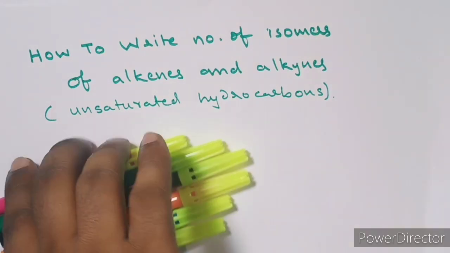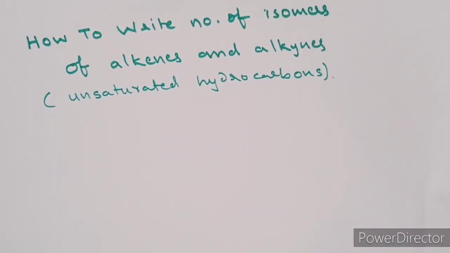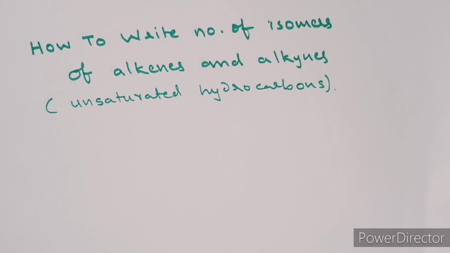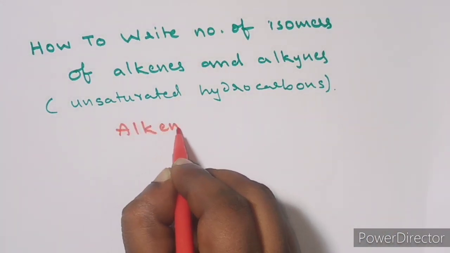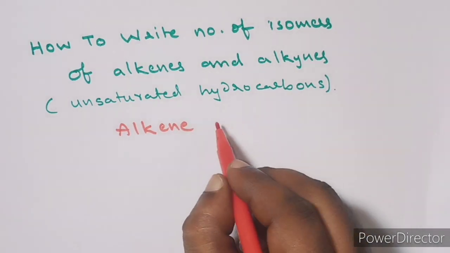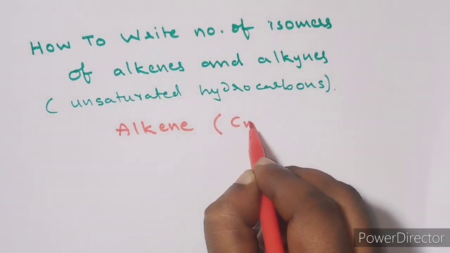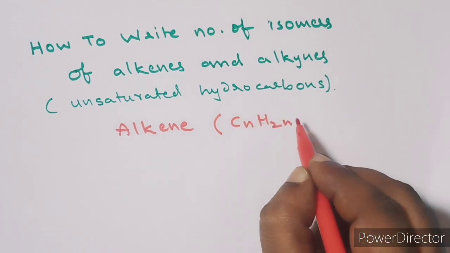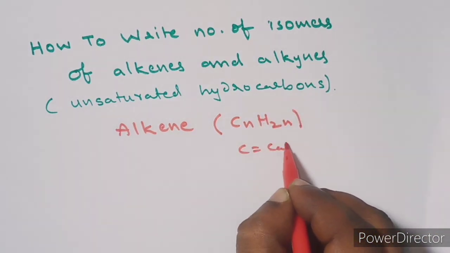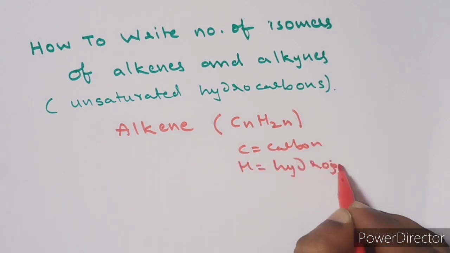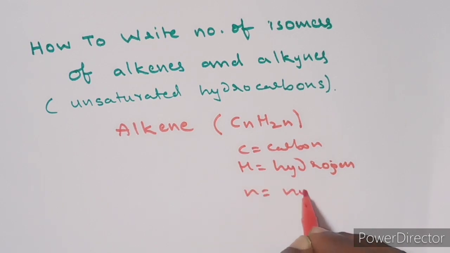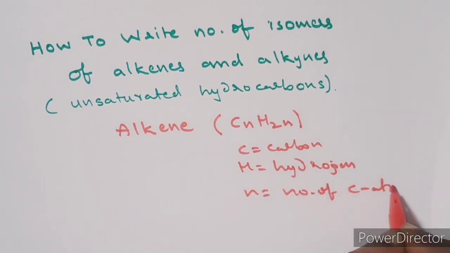So without wasting time, let us start how to write the number of possible isomers of alkenes and alkynes. Let me explain in detail. First, let us go through the alkene. What is an alkene, guys? An alkene is a hydrocarbon having the molecular formula CnH2n, where C is carbon, H is hydrogen, and small n is the number of carbon atoms.